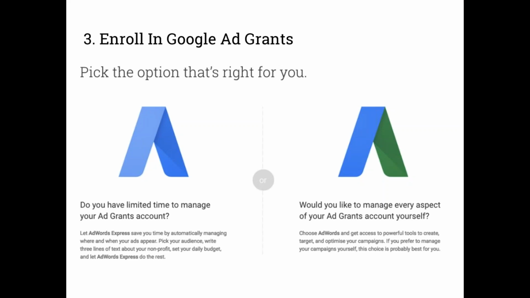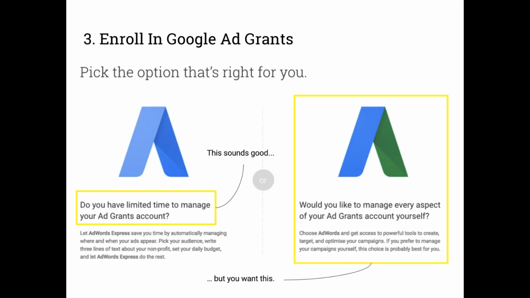So once you get accepted in the program, then you've got to enroll into Google Ad Grants. And there's these 2 options. They have AdWords Express, which sounds really good, limited time, don't really know what you're doing. Yeah, that sounds great. But you really want the full-fledged Ad Grants option. And that's because AdWords Express is really focused on small businesses and kind of geographic targeting. So if I have a mom and pop tire shop and I want to run a few ads, AdWords Express is great. You can set it up really easily. It'll optimize for you and be geographic.